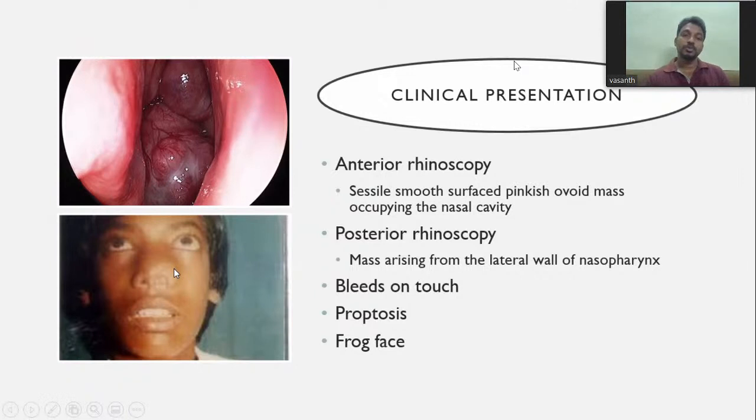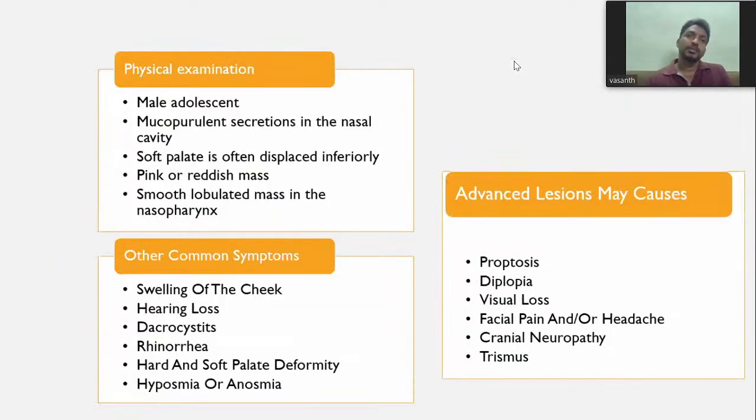And this is just a figure to show you the frog face in the advanced stage of the tumor. So in the physical examination, it's a male adolescent, mucopurulent secretions in the nasal cavity, and the soft palate is often displaced inferiorly, or a pinkish reddish mass you can find there, and a smooth lobulated mass in the nasopharynx. This is classical of the juvenile nasopharyngeal angiofibroma.